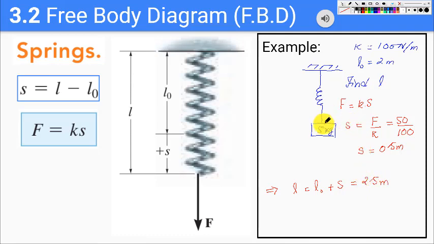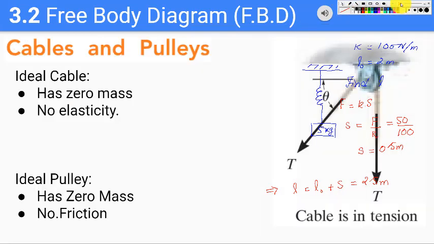So the only purpose of this example is just to refresh your memory about springs and this formula F is equal to Ks. So let's move on.